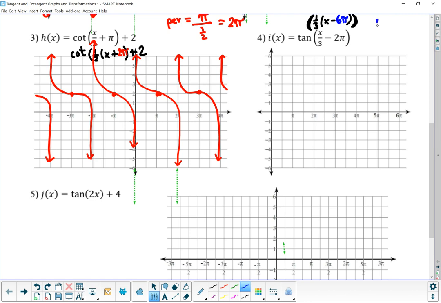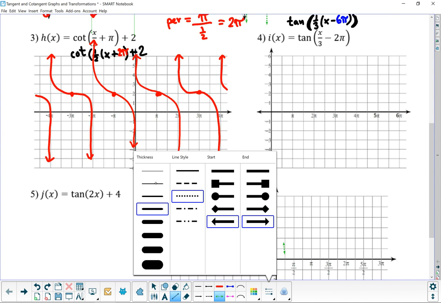Because if you think about it, 1/3 times 6 pi, you cancel, you end up with 2 pi, and that's what we originally had. Okay, so it needs to be 6 pi. So my equation is tangent 1/3 parentheses x minus 6 pi, and no horizontal shift or no vertical shifting, only a horizontal shift, which we call a phase shift. All right, so tangent, let's go ahead and do that.